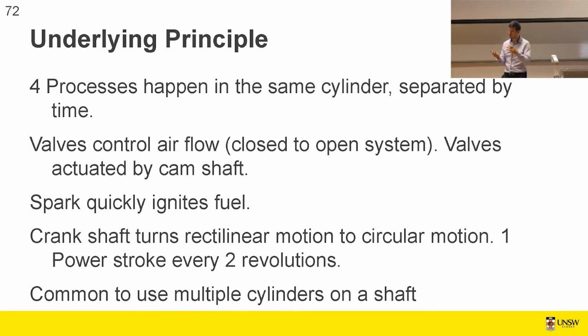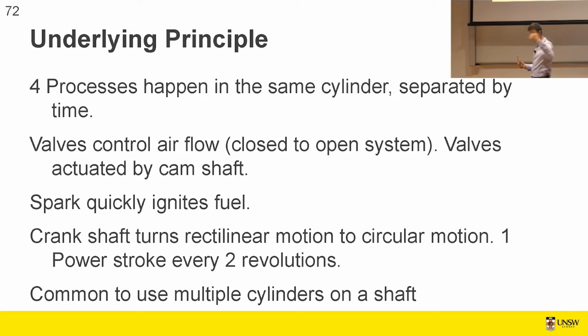The Otto cycle is based on the idea that you've got a cylinder and you have 4 processes occur in the same cylinder separated by time. So one thing happens, then another thing happens, then another thing happens, all in the same space. That's different to, for example, a turbine engine on an aircraft, where you've got multiple different components, a compressor, a combustion chamber, a turbine, which are displaced by distance. They're in different places, and they all happen at the same time, okay?